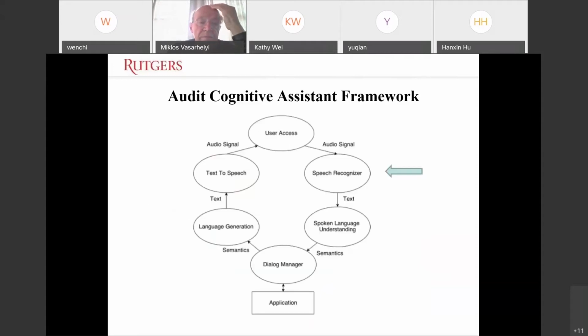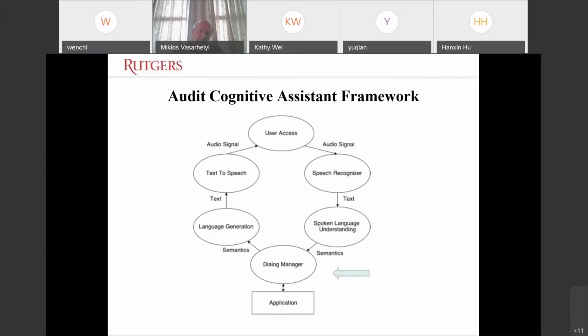So the first one is speech recognizer. This is an intelligent personal assistant such as Apple Siri and Amazon Echo, using machine learning techniques to build smart voice recognition systems. And the second is spoken language understanding. It's natural language processing that uses computational techniques to learn and understand how human language content works.